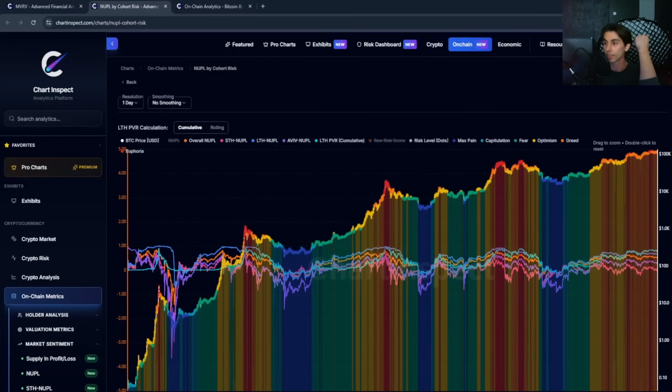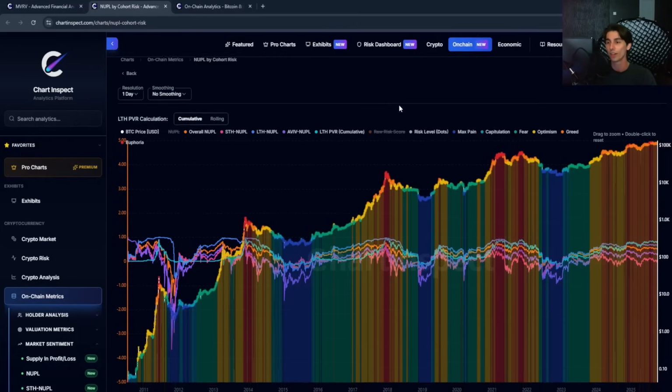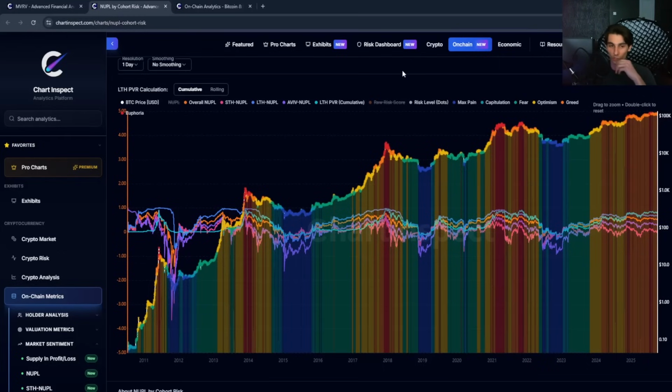This chart combines basically 5 different perspectives. So we're looking at the overall NUPL, the short-term holder NUPL, the long-term holder NUPL, AVIV, which is the true market mean from Cointime Economics, you can read more about that on the site if you want, and finally, the long-term holder profit to volatility ratio. So the magic is in how these are combined, right? 50% of the NUPL metrics and 50% of the normalized long-term holder profit to volatility ratio, that's what makes up the chart. So 50% NUPL, 50% long-term holder PVR.